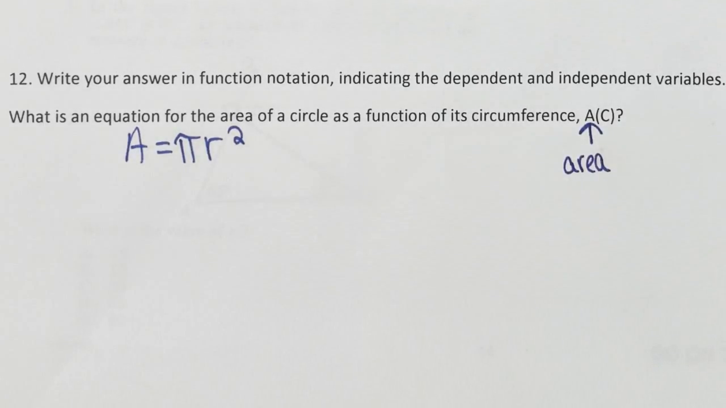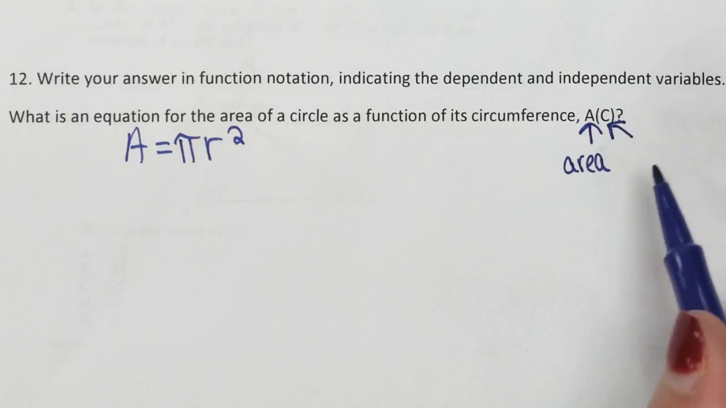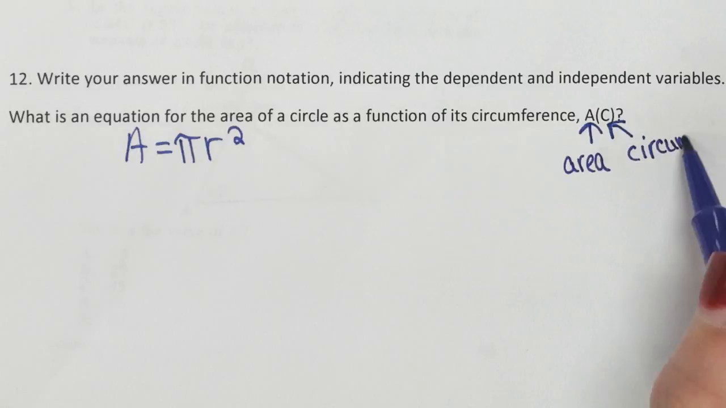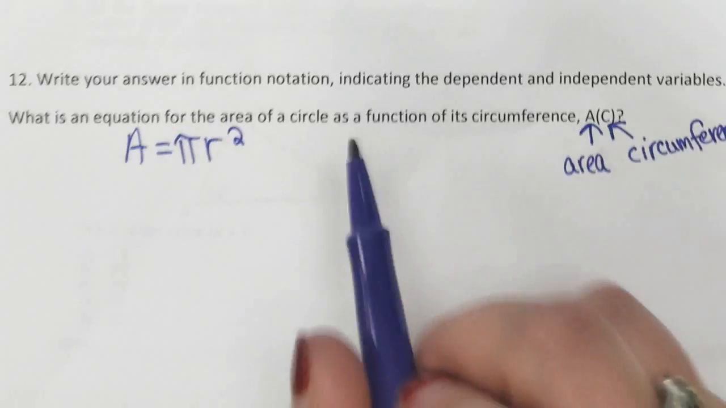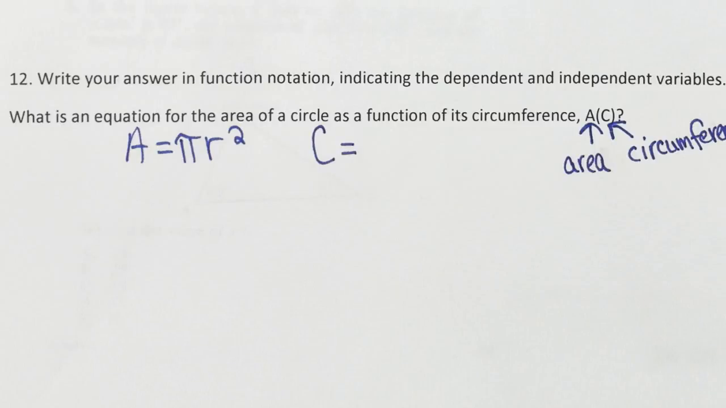What else does the rest of that sentence say after area of a circle? As a function of the circumference. Circumference, right? Hopefully you're with me. So the C stands for circumference. So what is the circumference of a circle? It's all the way around, right? It's like perimeter almost.